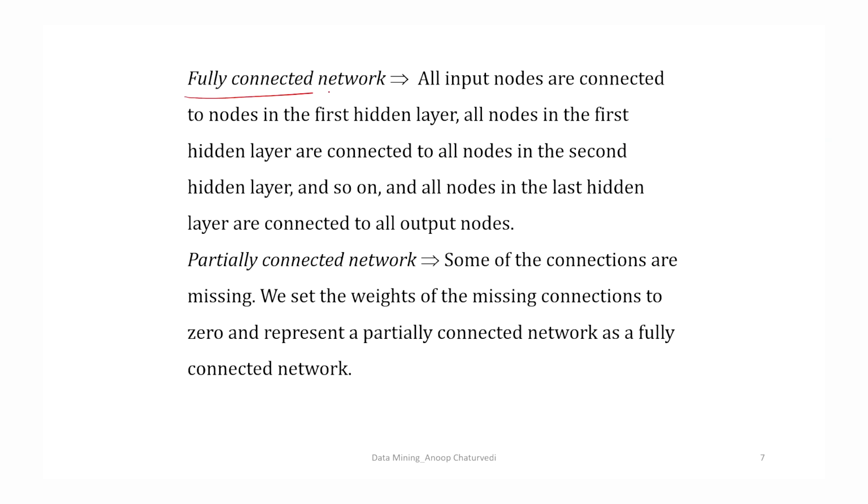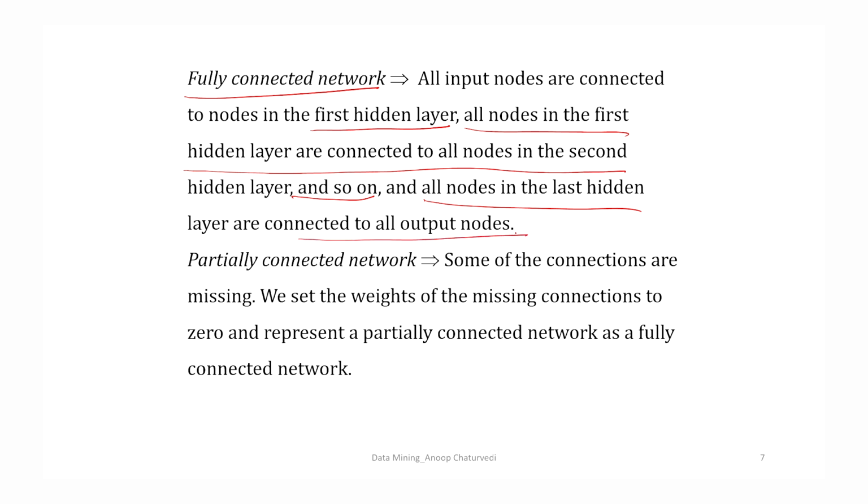Fully connected network. In a fully connected network, all input nodes are connected to nodes in the first hidden layer. All nodes in the first hidden layer are connected to the nodes in the second hidden layer, and so on. At last, all nodes in the last hidden layer are connected to the output nodes. So, this kind of network is called the fully connected network.